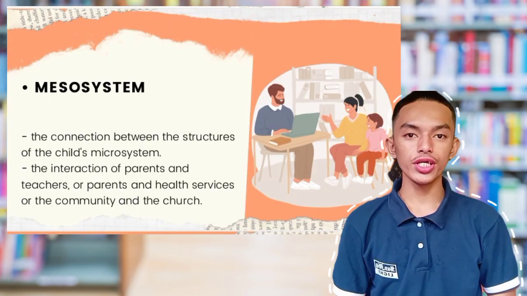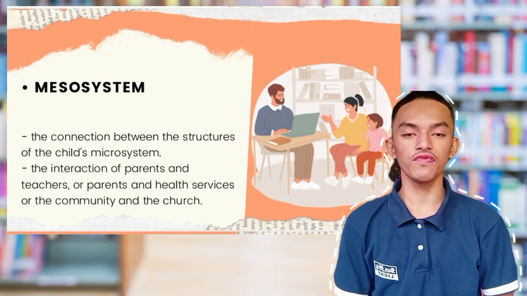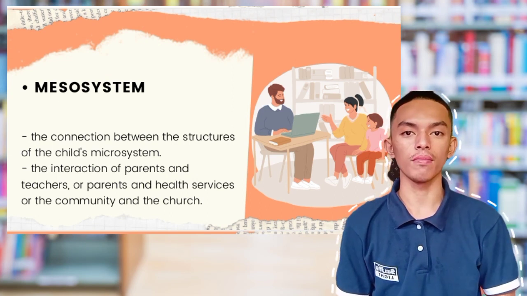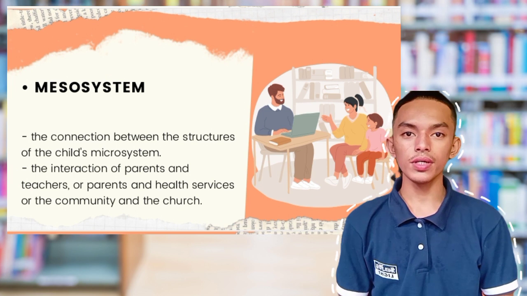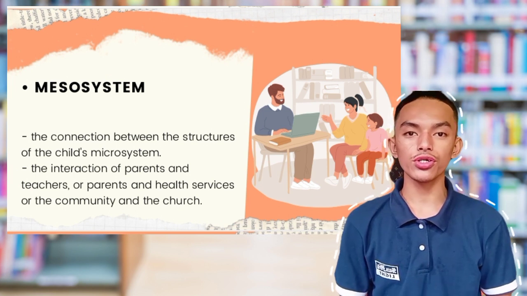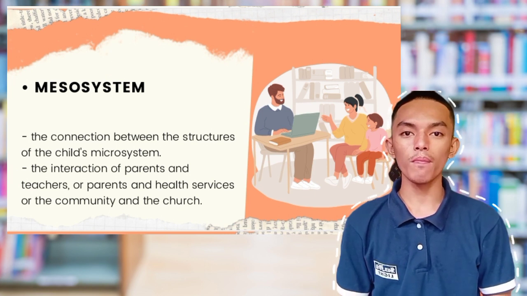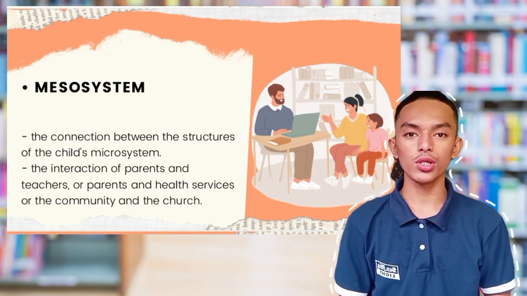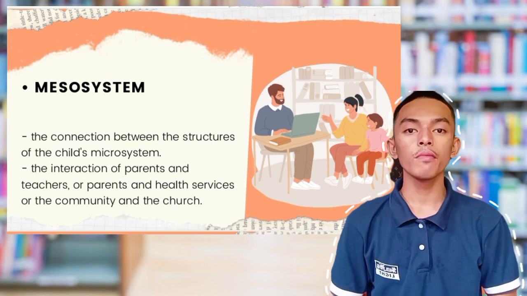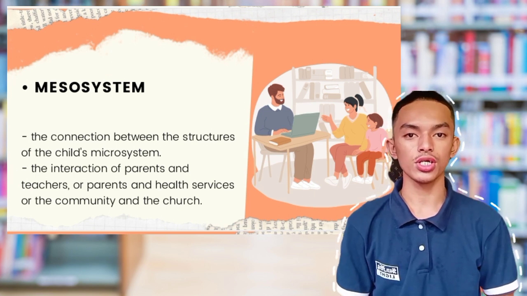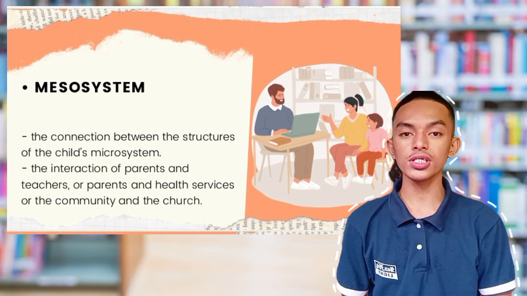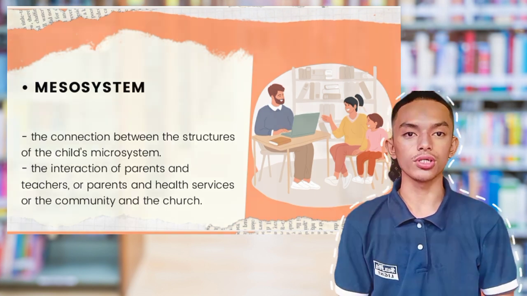And let's proceed to the second structure of environment, the mesosystem. The mesosystem is a layer that serves as the connection between the structures of the child's microsystem. For example, the mesosystem will include the link or interaction between the parents and teachers, or the parent and health services, or the community and the church.